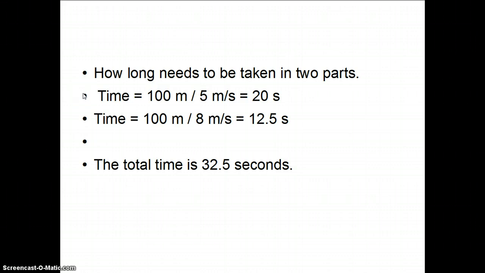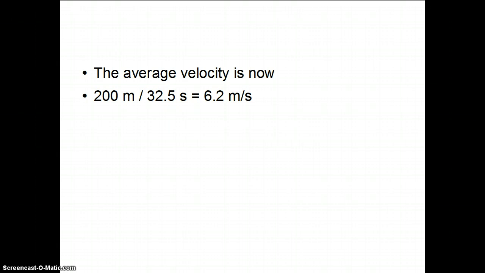So now we know the total time, and we also know the total distance. We're ready to calculate the average velocity. The average velocity is the 200 meters traveled divided by the total time, 32.5 seconds, and that gives us 6.2 meters per second. Notice that it's a little bit lower than just the average of the two velocities. Just to recap, we found the total displacement and divided it by the total time, and the time we had to break up into two segments.